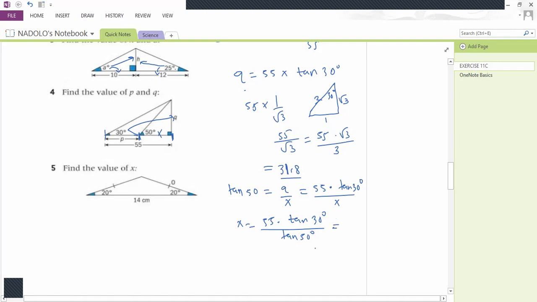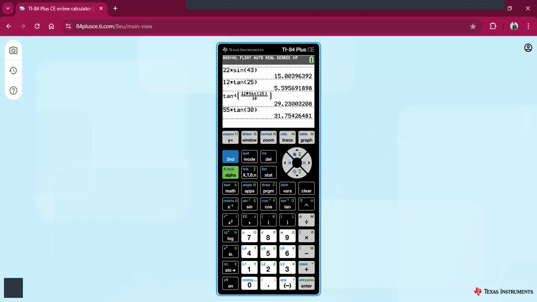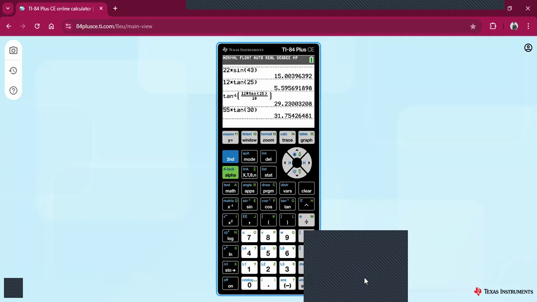All right, so we'll have the answer to that, and then if we get that, P will be given by 55 minus X. So the answer we will get, we'll directly subtract it using our GDC so that we are accurate. So I'm going to share the GDC. And let's do the required computation. So we are saying that to get X, you do 55 multiplied by tan 30 divided by tan 50.